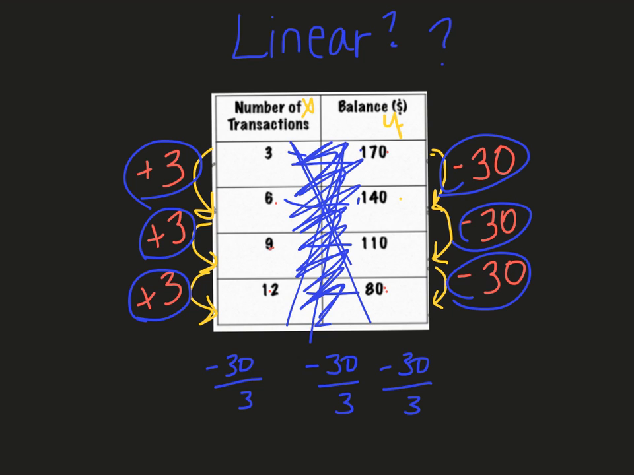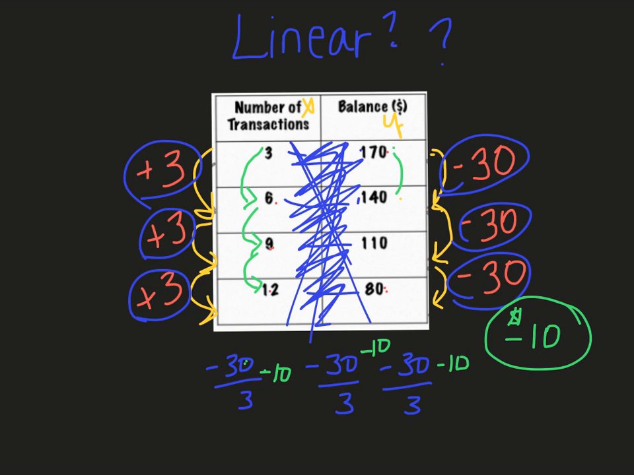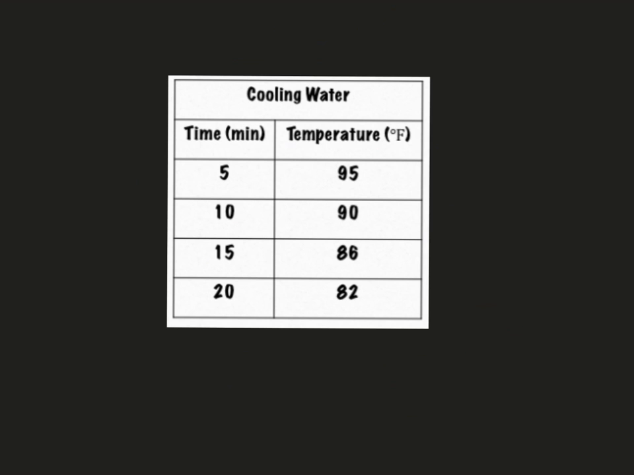So what is this reduced? Negative 30 over 3 is negative 10. So the constant rate of change is negative $10. So what this means is, as the number of transactions increases, the balance in your account decreases by $10. Okay, on this one, we want to see if it's linear, just like with the others.